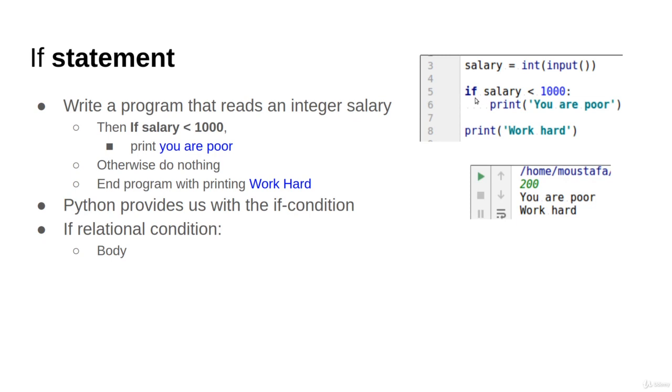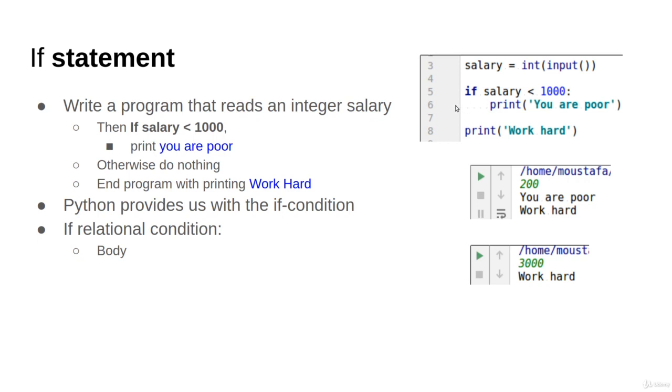So 200 is less than 1000, this is true. So the interpreter will go to line 6 and execute it to print this statement, and then move outside to print this statement. But on the other side, if the user entered 3000, 3000 is less than 1000 is false. So the body of the if condition here will be ignored, and we jump directly to line 8. Observe here, line number 6 has around 4 spaces before it, or one tab, but this tab will end up as a bunch of spaces, as we will learn.